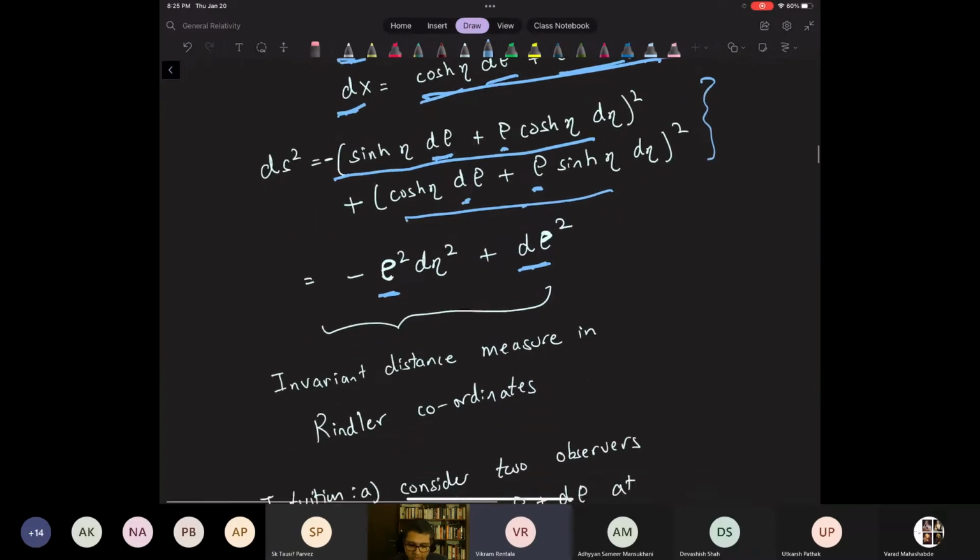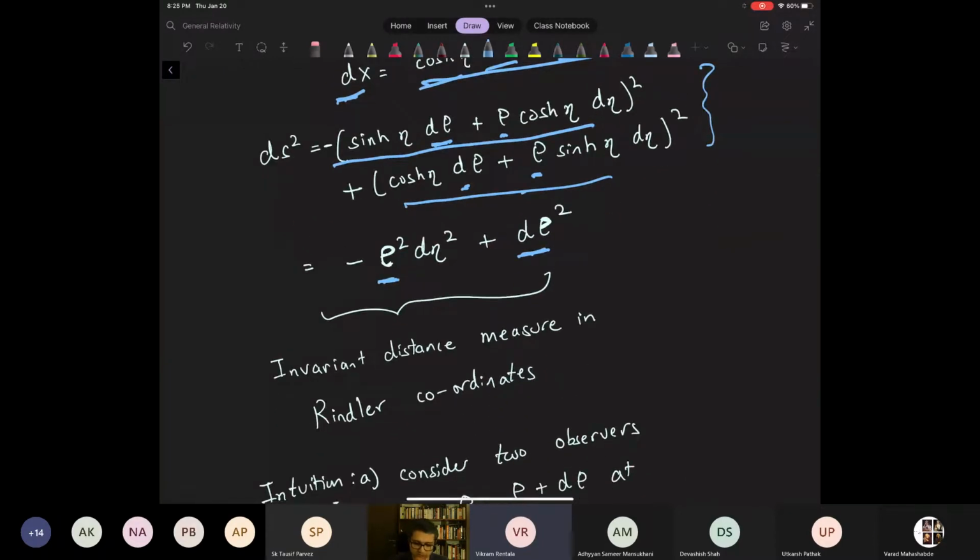So the invariant distance measure between two space-time points, if you now express it in terms of Rindler coordinates, looks slightly different. It's not minus d eta square plus d rho square in this accelerating reference frame. It's minus rho square d eta square plus d rho square. That is, the time-like coordinate comes with an extra factor of rho sitting in front of it. For the rho-th observer, there's an extra factor multiplying d eta.